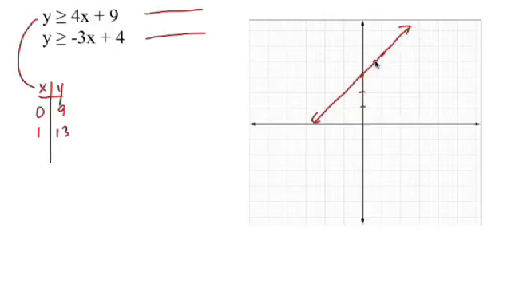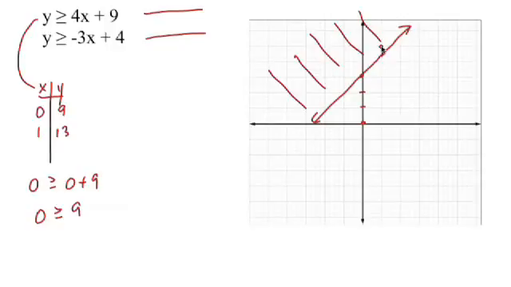And again, we will test 0, 0. So we have 0 is greater than 0 plus 9. So is 0 greater than 9, Bill? No, 0 is not greater than 9. So, no. So since here's your 0, 0, since it didn't work, you are going to shade the opposite side here.